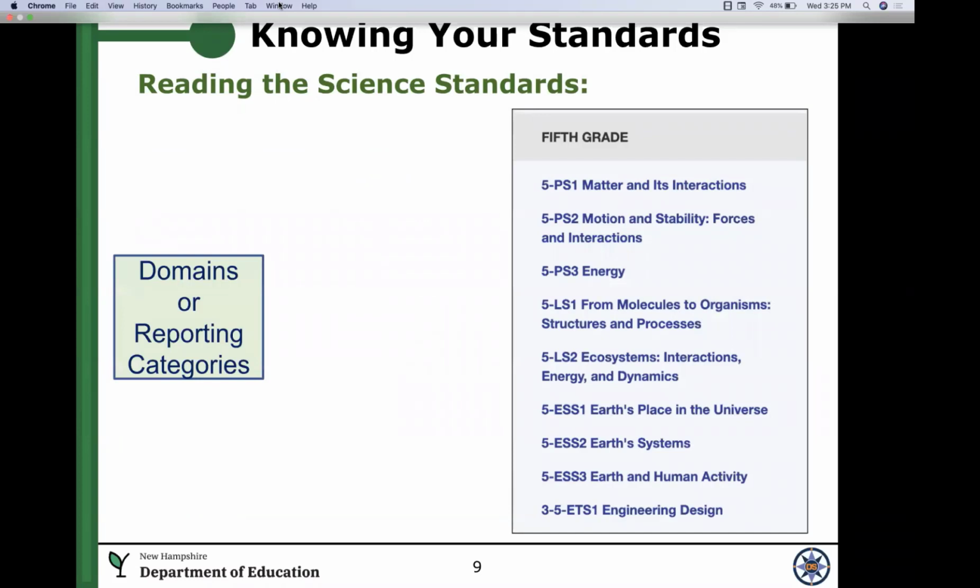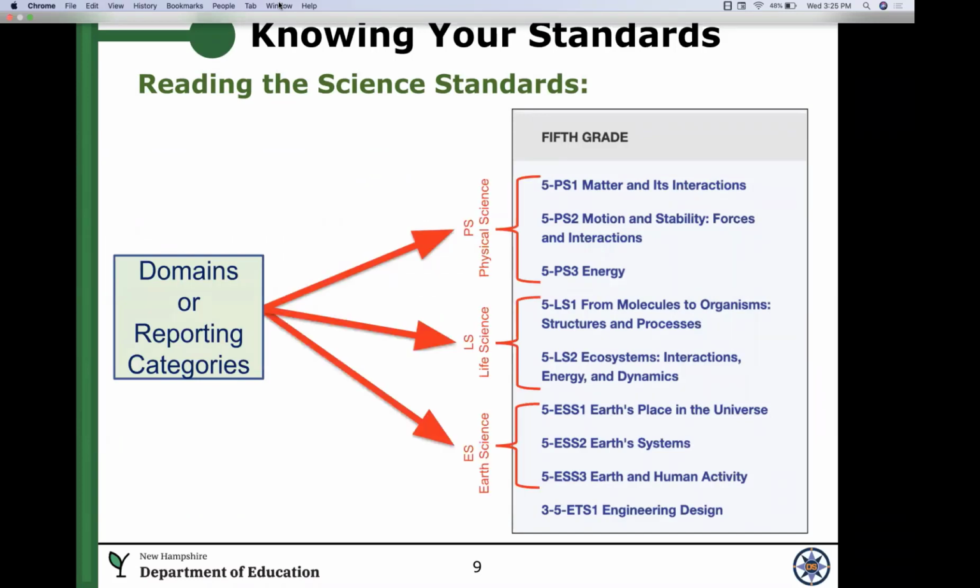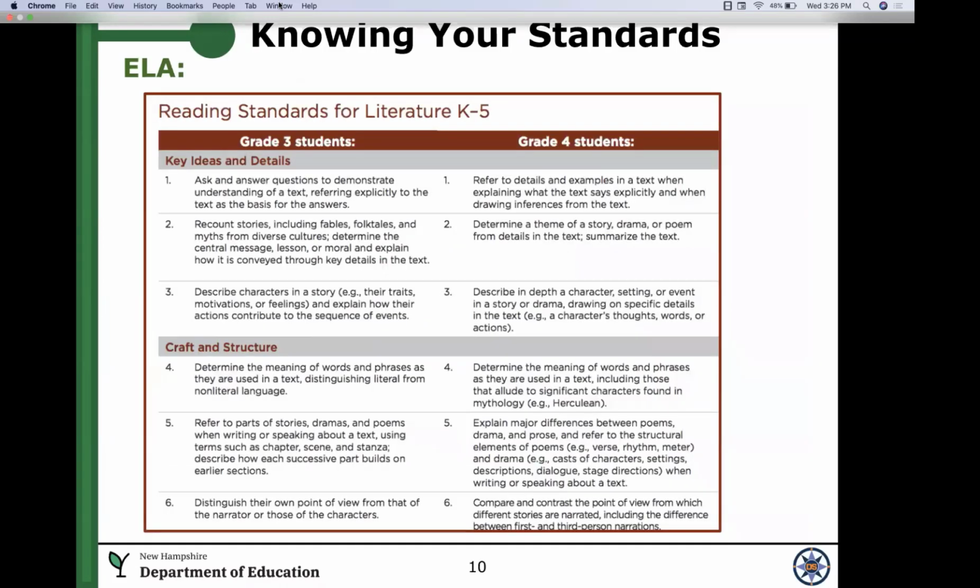When you're looking at science standards, they're a little bit different. They are based on your types of science, like physical science, life science, and earth science. And that's the way the Next Generation Science Standards are organized.